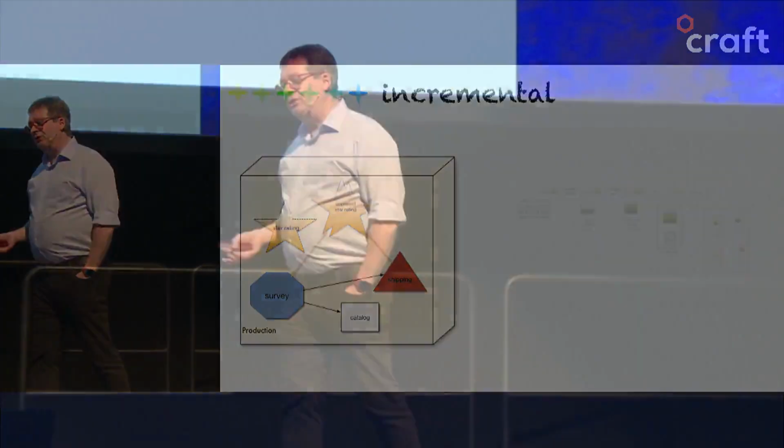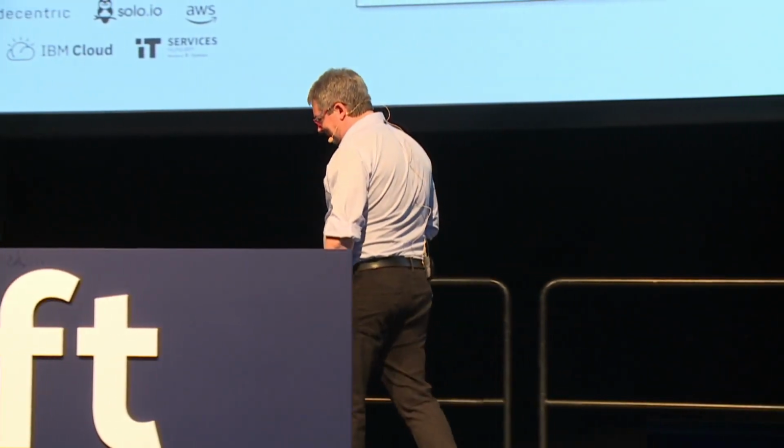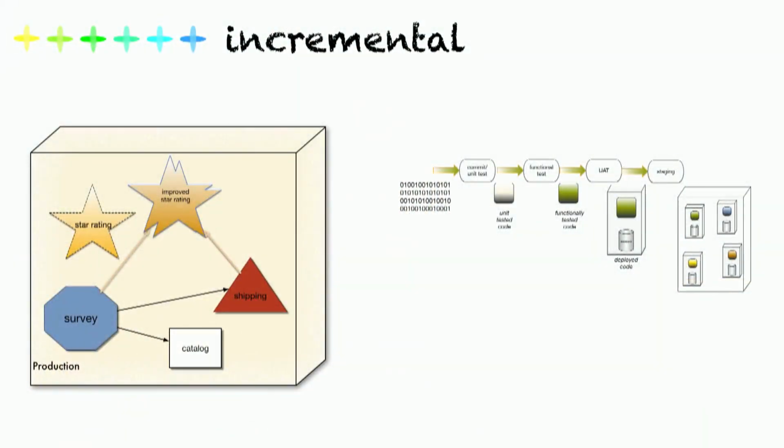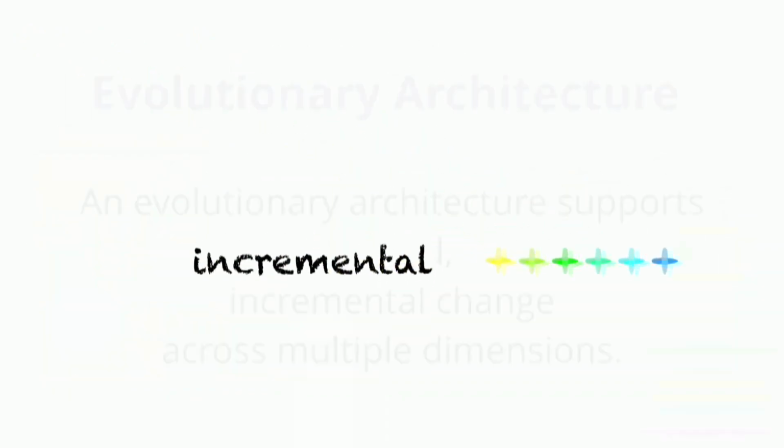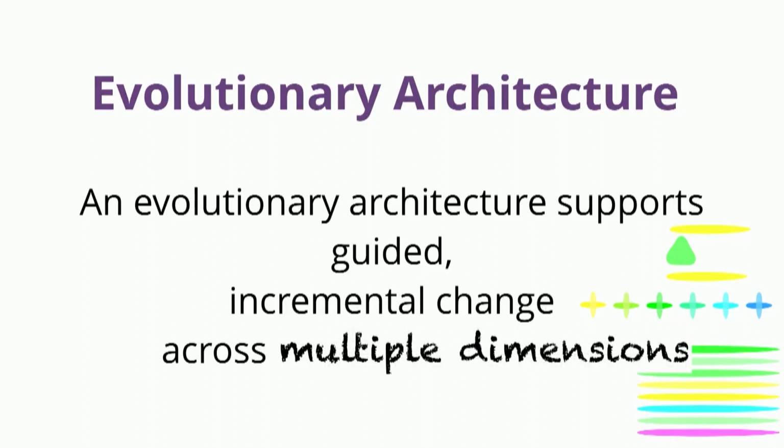The second aspect of incremental change is, once you've defined these fitness functions, how do you make sure they're applied on a regular and consistent basis? And that's the realm of continuous integration and deployment pipelines and other mechanisms like that in the agile engineering space. So that's what we mean when we talk about incremental change. And the last part of our definition talks about multiple dimensions.